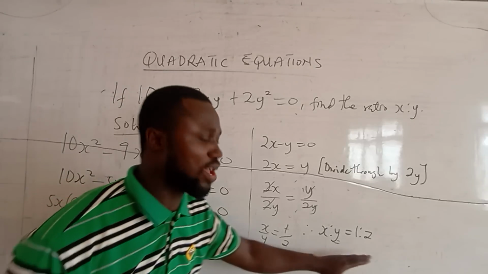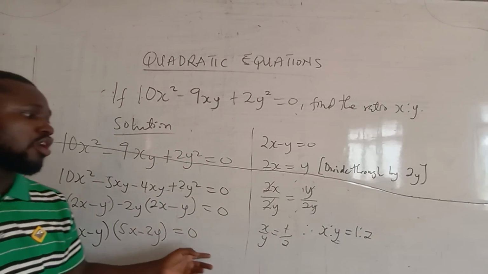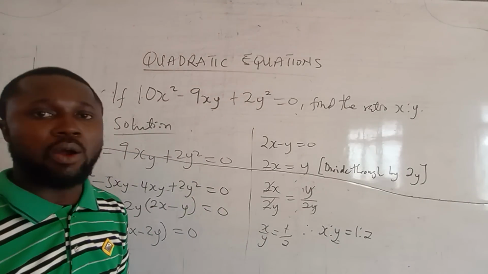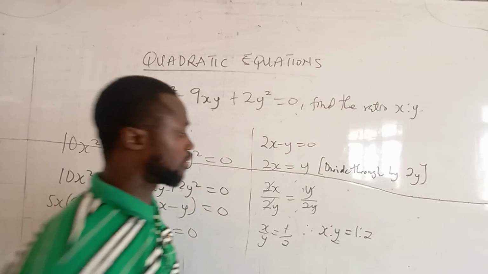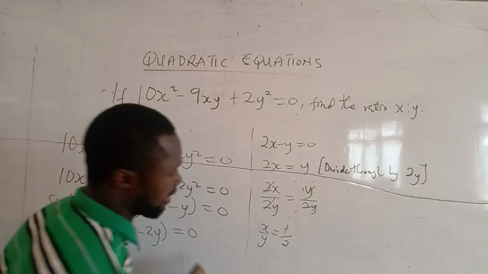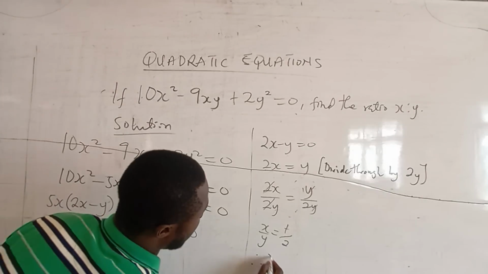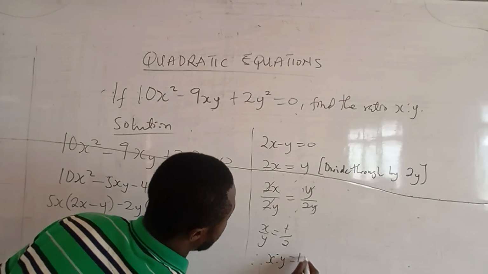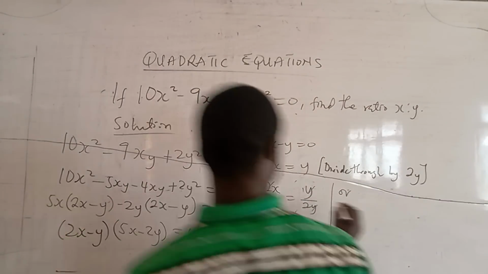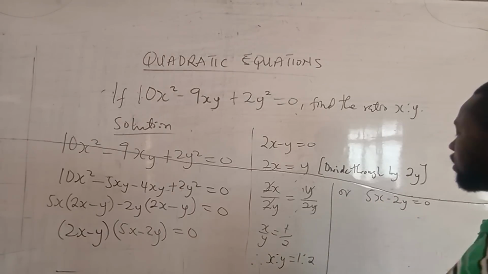When we are done with this, we are not done, because there is another expression here, 5x minus 2y also equal to 0. We also express that in a ratio form and get our answer. So let me write our answer here so that we can do the other one at this particular side. We have x is to y equal to 1 is to 2. Then we also have 5x minus 2y equal to 0.